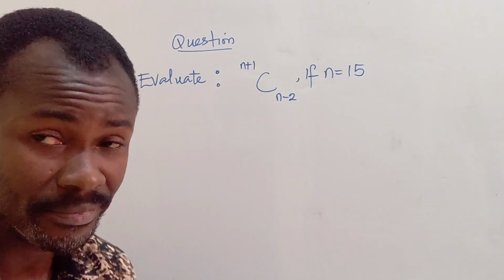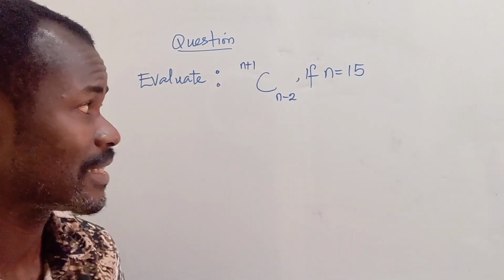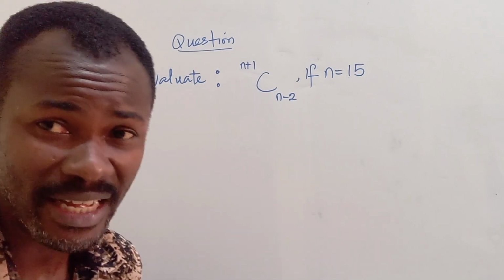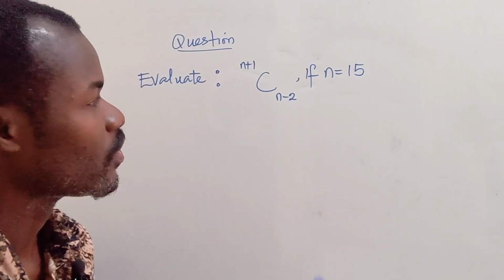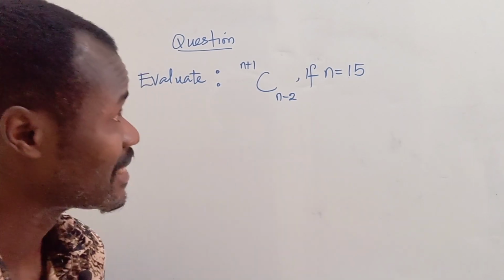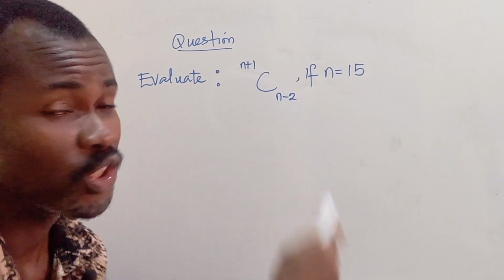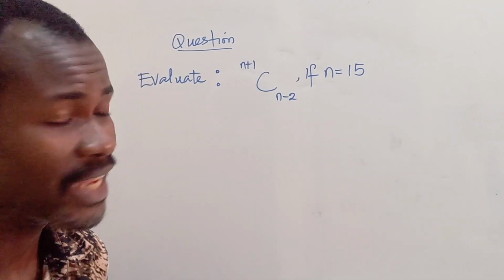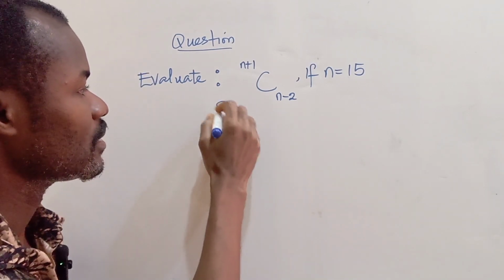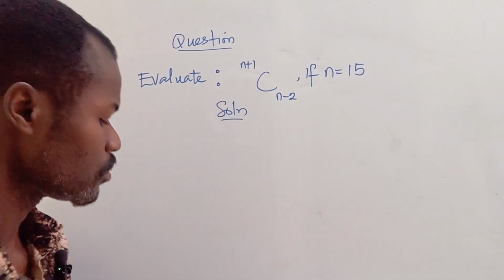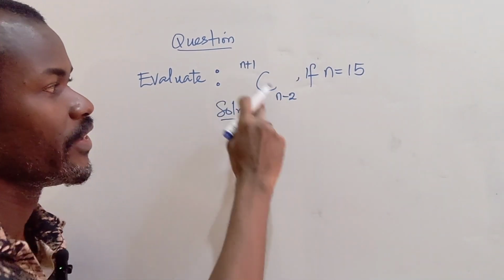Okay, it's on permutation and combination, but as you can see, the C there shows that it is on combination. So how do we go about solving this problem? It says evaluate n+1 combination n-2 if n is equal to 15. This is a very simple one. We just have to substitute the value of n as 15 here.